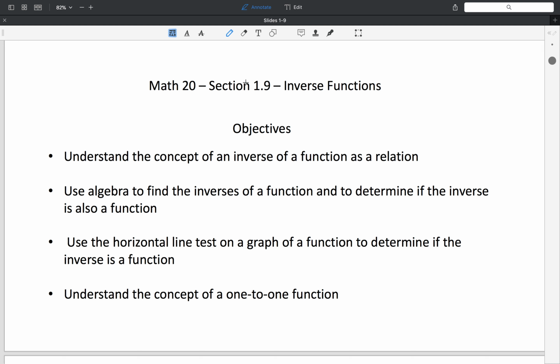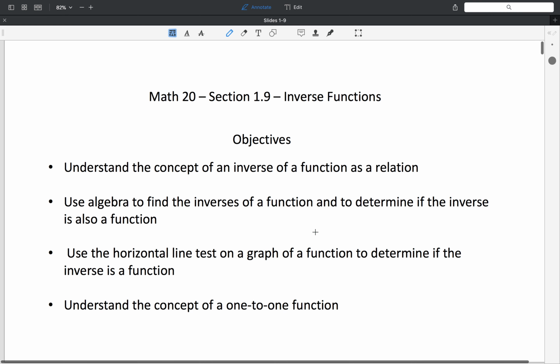Hello, this is section 1.9 on inverse functions, and we're getting near the end of chapter 1. So the objectives here are to understand the concept of an inverse of a function as a relation. Think back, we talked about relations earlier. We want to use algebra to find the inverses of a function and to determine if the inverse is also a function. We're going to use the horizontal line test on a graph of a function to see if that will help us find out whether its inverse is a function, and we want to understand the concept of one-to-one functions.